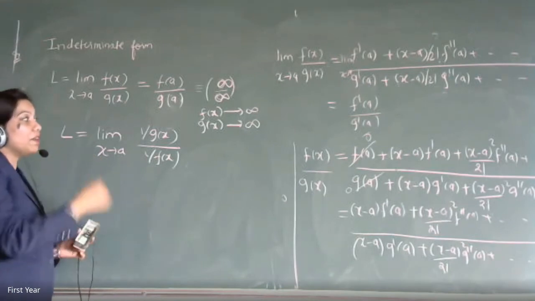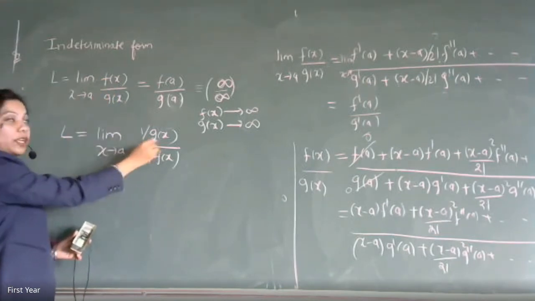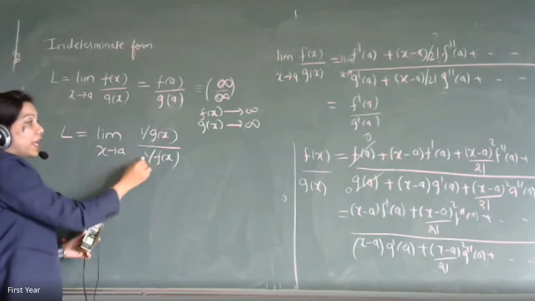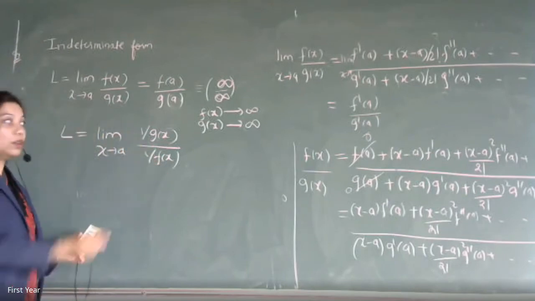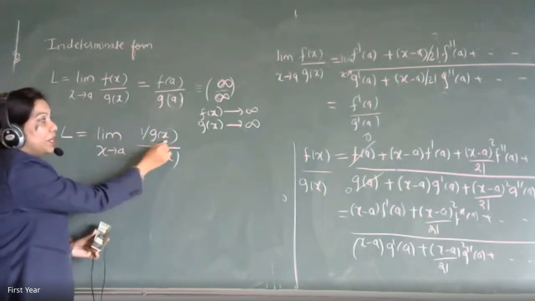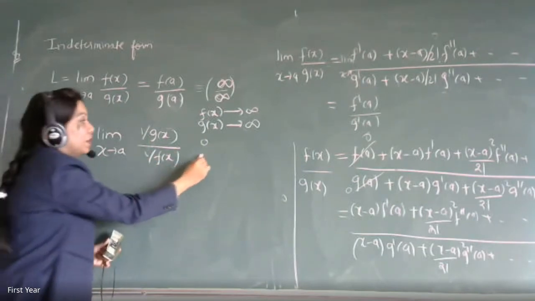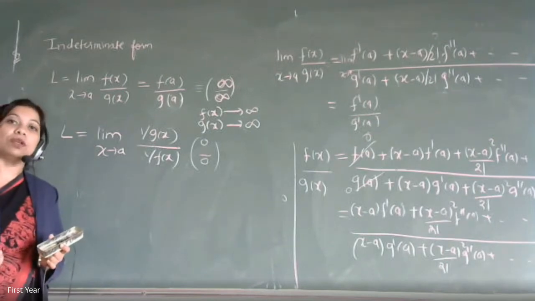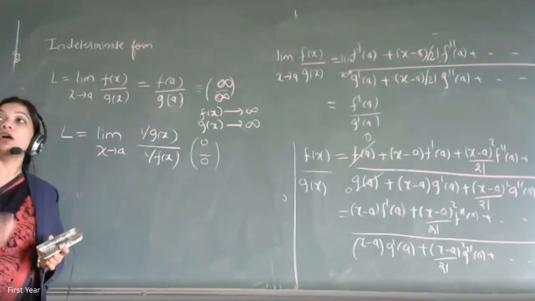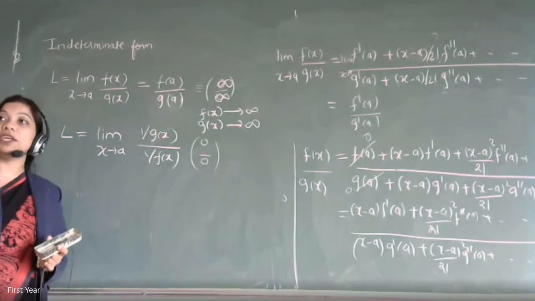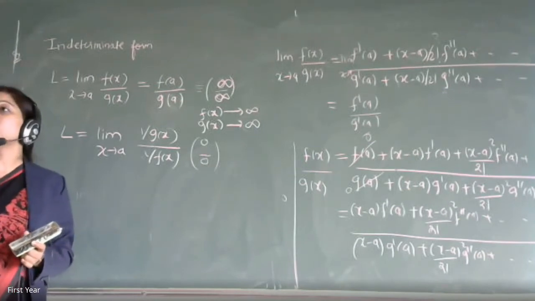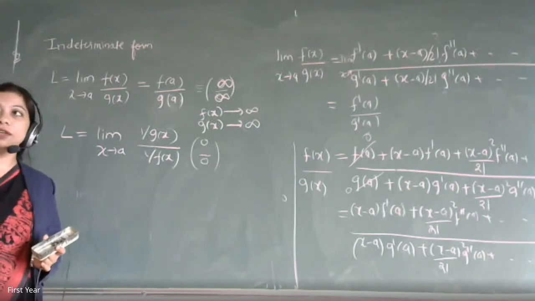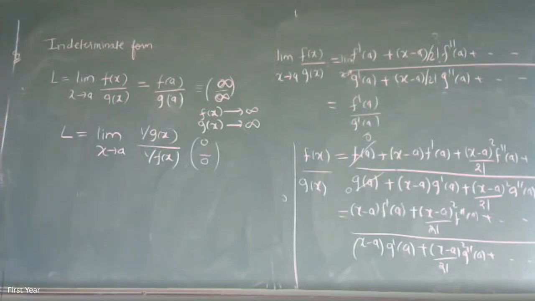So what I have done, I have rewritten it as 1 upon g of x in the numerator and 1 upon f of x in the denominator. तो ये क्या हो गया? This is 1 upon infinity, which is 0. This is 1 upon infinity, which is 0. So it is 0 by 0 form, and hence I can apply L'Hospital. Is this okay? Clear, everyone? That's why both 0 by 0 and infinity by infinity I can directly solve by L'Hospital. Okay, fine. So now let's go to the examples.